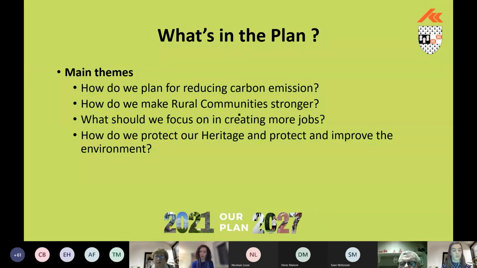So just to give you a flavour of what is in the plan, these are just some of the themes. Climate change is now front and centre and forms chapter two of the plan. Other themes include how to make rural communities stronger, and there is an objective around a programme for new housing in small towns and villages in conjunction with infrastructure agencies such as Irish Water.